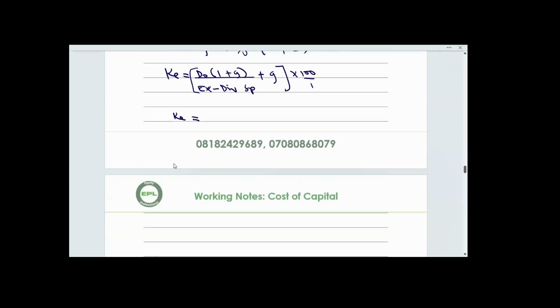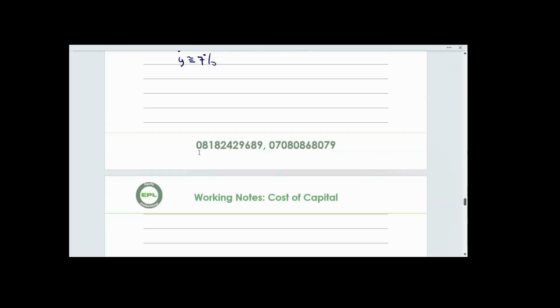So the current dividend, D0, is the current dividend. The current year is 2015. Dividend of 2015 is 810,000. All right, 810,000 multiplied by growth rate of 7% that we calculated. 7% plus 1 will give us 1.07, divided by XDIV share price. So I need to calculate total market value of equity. So let me go and do my working again. Working number 2.